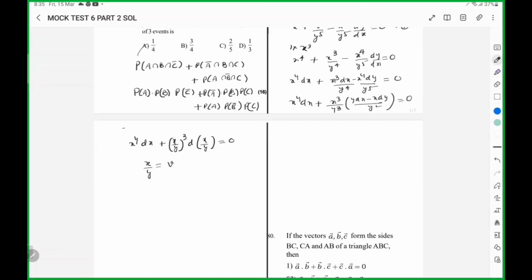If you take x by y as v, then x is vy. So dx will be, we get the equation as v cube plus dv equals 0. Integrating, x power 5 by 5 plus v power 4 by 4, where v is x by y.